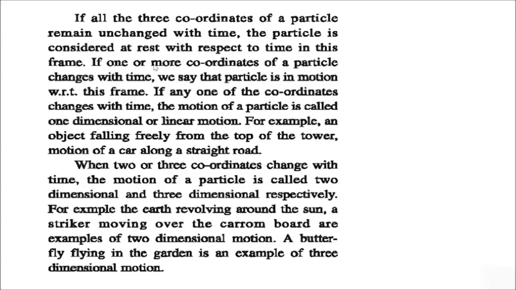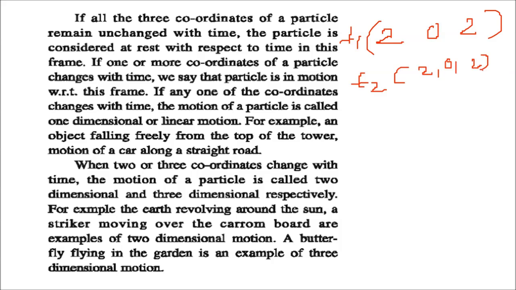If all three coordinates of a particle remain unchanged with time, then we say that the particle is at rest. That means X is 2, Y is 0 and Z is, say, 2. This is the X, Y, Z position at T1. At T2, you are again at 2, 0, 2. Now neither X, Y nor Z has changed. That means you are at rest.